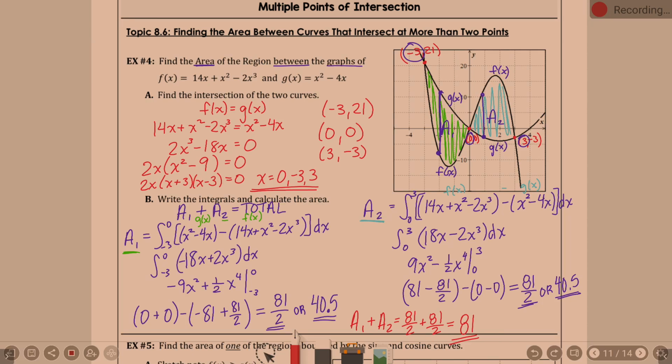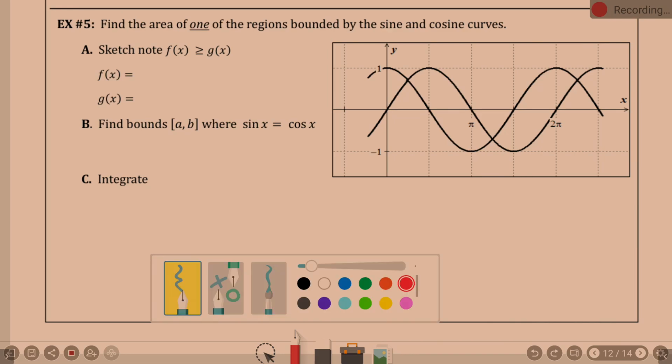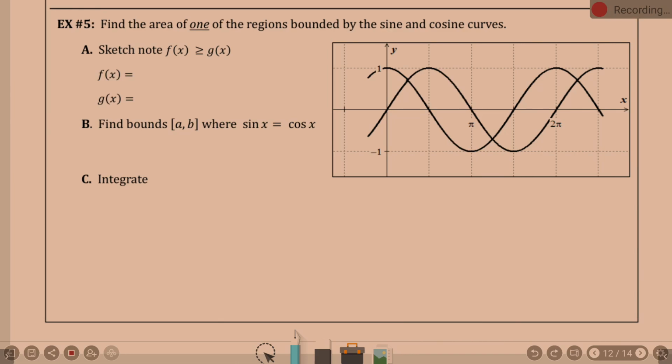Okay. Ready for example 5? Find the area of one of the regions bounded by the sine and cosine curves. Now, we have a sketch note where f of x is greater than or equal to g of x. We have to define what's what. We have to decide our boundaries, our a and b, and we have to integrate. Now, it says find the area of one of the regions because aren't they all the same? Yeah. I mean, reflections of each other, but we just need to find one of them.